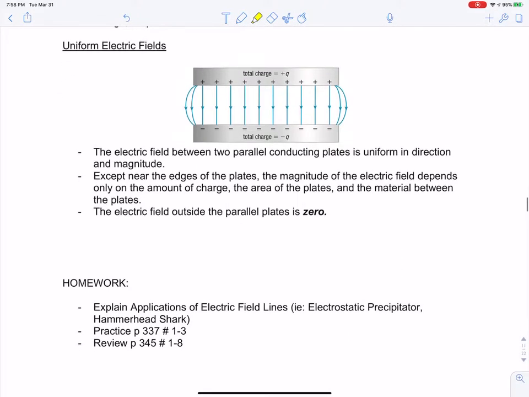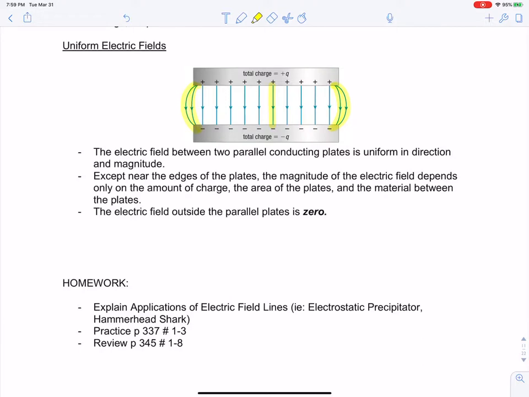And the last type of electric field is a uniform one. So we have a positive plate and a negative plate, and they will produce electric field lines, again directed from positive to negative. The electric field between two parallel conducting plates is uniform in direction and magnitude, except near the edges, and you can see this. The magnitude of the electric field depends on the amount of charge, the area of the plates, and the materials between them. The electric field outside the parallel plates is zero.